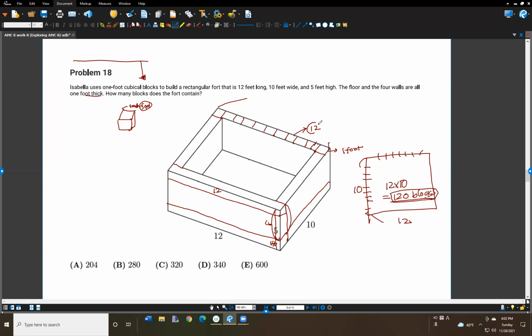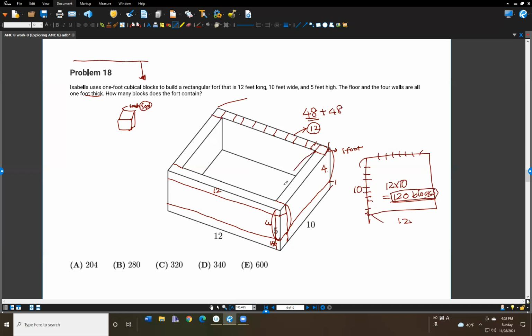Now take a look over here. That's 12 over here. Height is 4, right? Except the bottom 1 out. So 12 times 4 is 48, right? This wall needs about 48 blocks. The other side also 48.